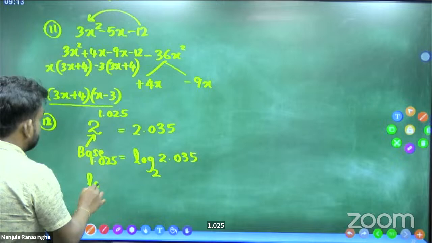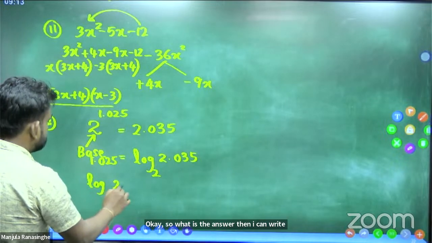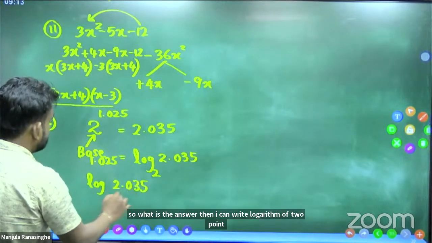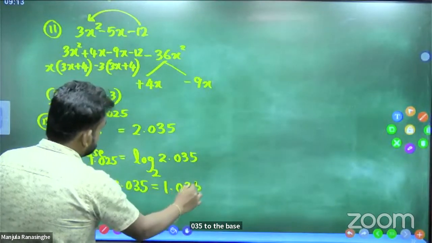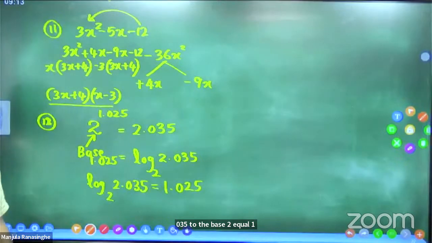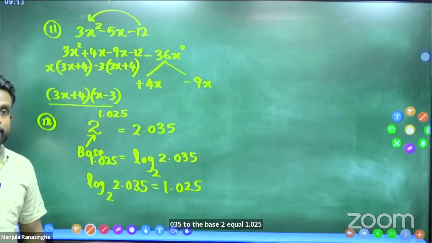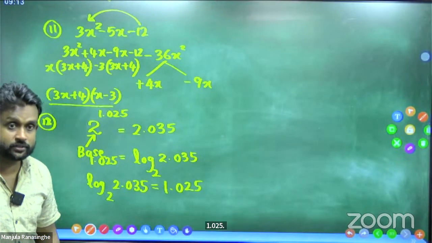I can write logarithm of 2.035 to the base 2 equals 1.025. Okay, that is the answer. Hands up those who got this answer.